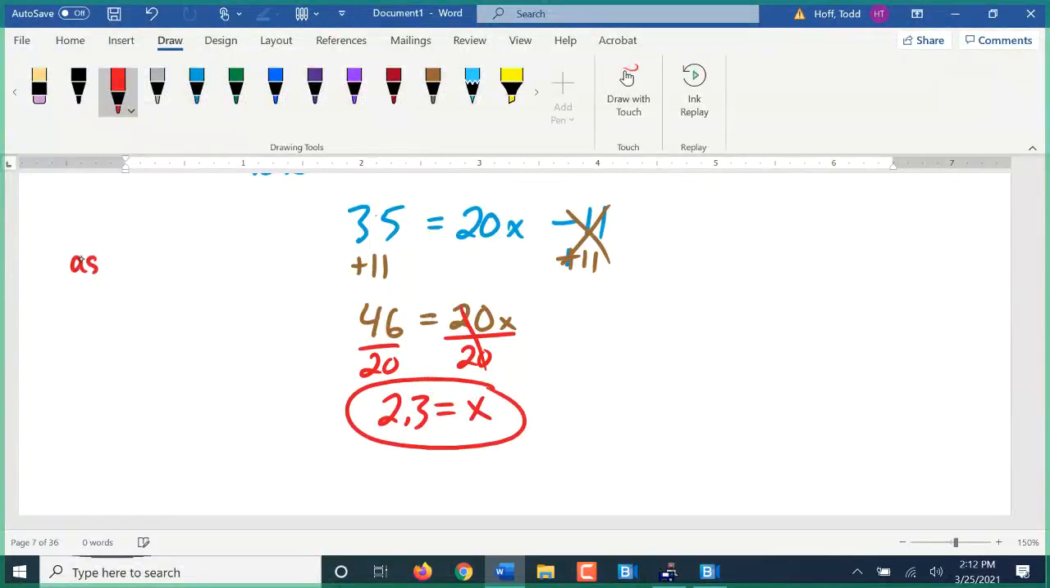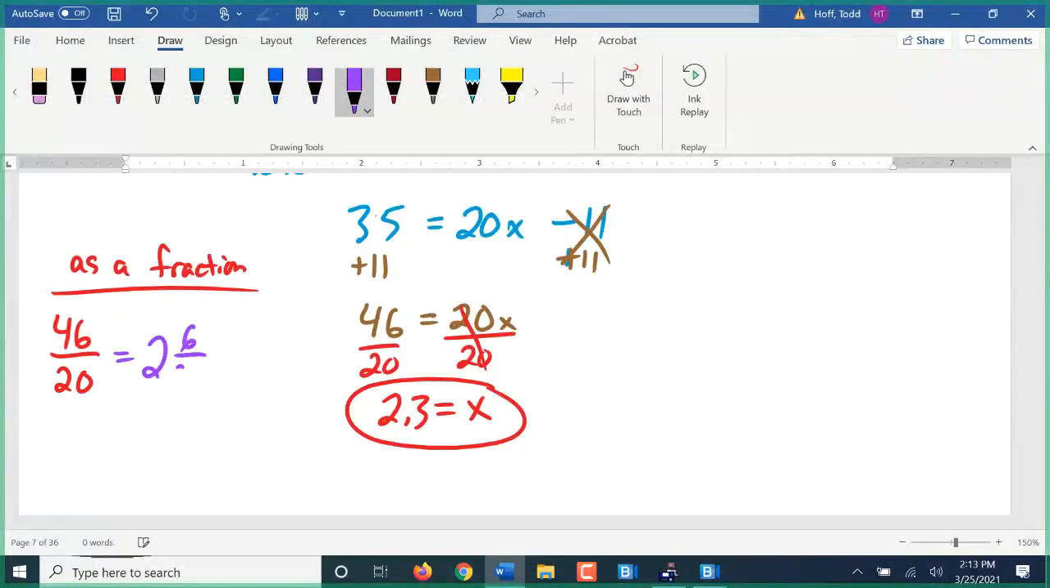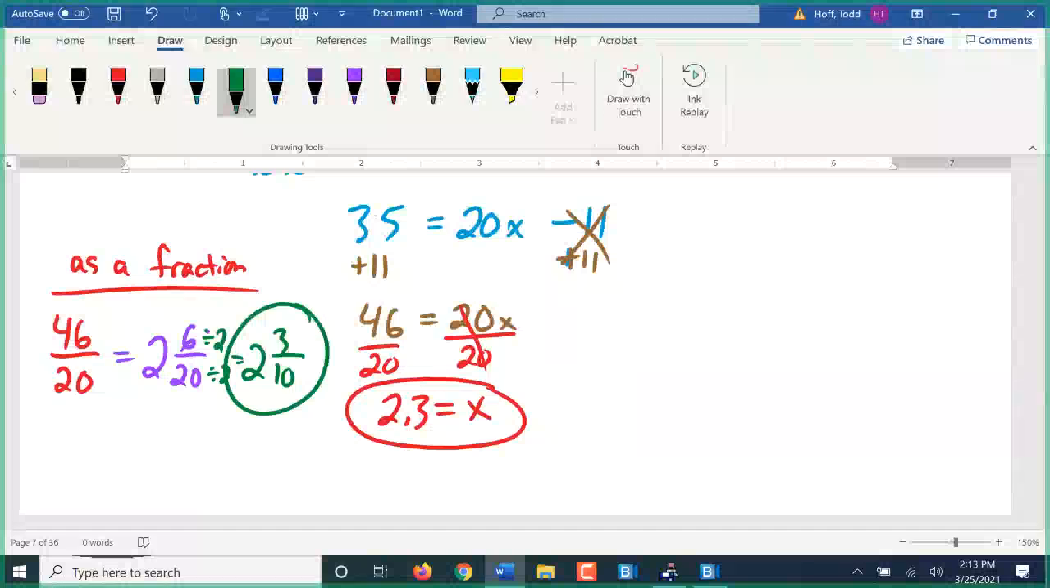If we want it as a fraction, you recall we've said several times that division problems and fractions can be transferred back and forth. Instead of treating that as 46 divided by 20, let's just treat it as 46 20ths and reduce. First of all, 20 goes into 46 twice with 6 left over. That's 2 and 6 20ths. Well, both the 6 and 20 can be divided by 2, giving us 3 over 10. And of course, the 2 for the whole number is still there. That's 2 and 3/10. 2.3 is also 2 and 3/10, just different ways of writing it.